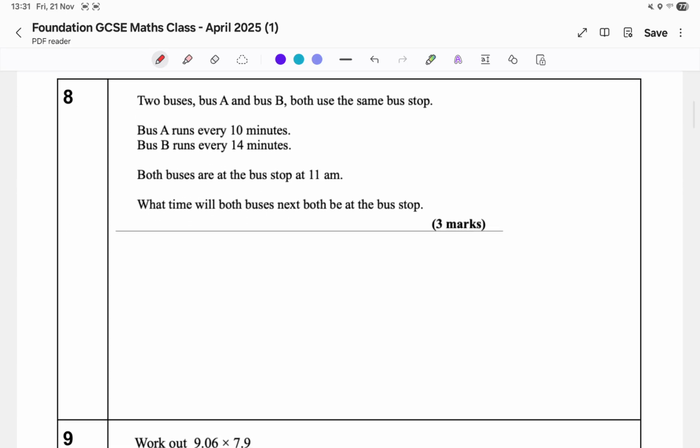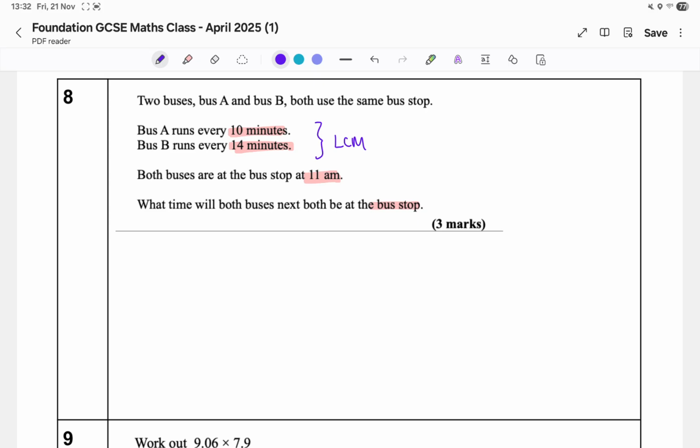Okay, moving on. This question is a bit of a worded one, so again it's the same topic. The question says, 2 buses, bus A and bus B, both use the same bus stop. Bus A runs every 10 minutes and bus B runs every 14 minutes. Both buses are at the stop at 11 a.m. What time will both buses next be at the bus stop? For these type of questions, you always need to work out the lowest common multiple. You want to work out the lowest time that they're going to collide, and then you can work out the time from there.